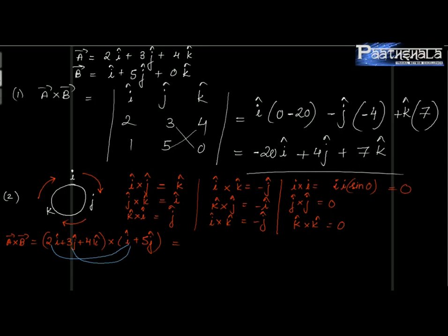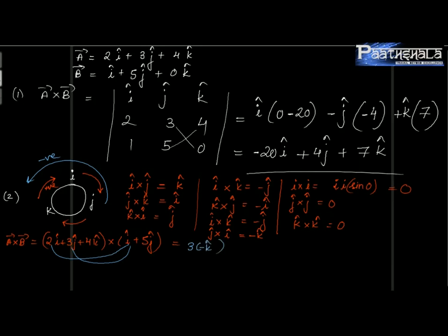Okay, I wrote this twice. j cross i comes here. j cross i gives you minus k, since you are going counterclockwise on this circle. Counterclockwise gives you negative signs and clockwise gives you positive signs. So for j cross i you have to go counterclockwise, and hence you get minus k. So that is 3 into 1, which will give you 3 into minus k.